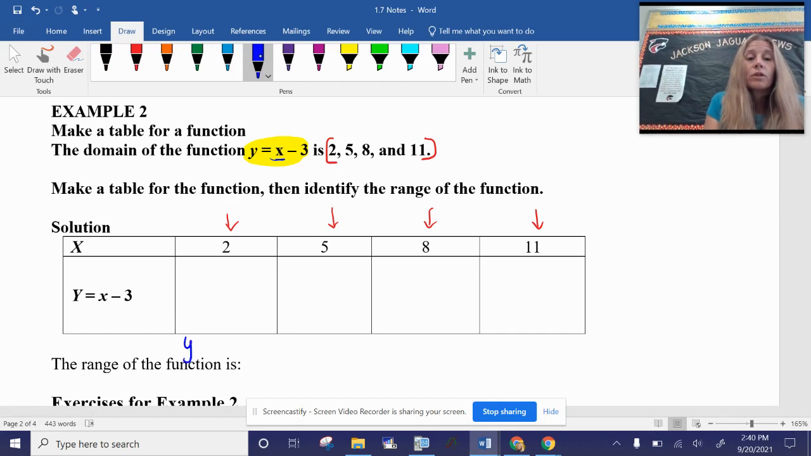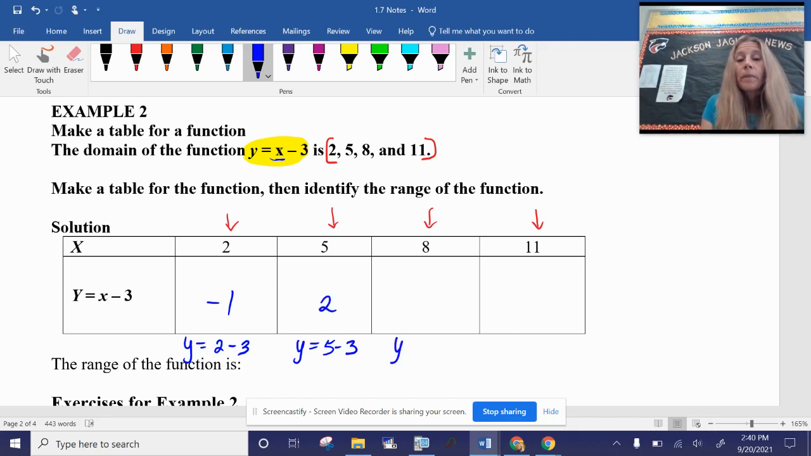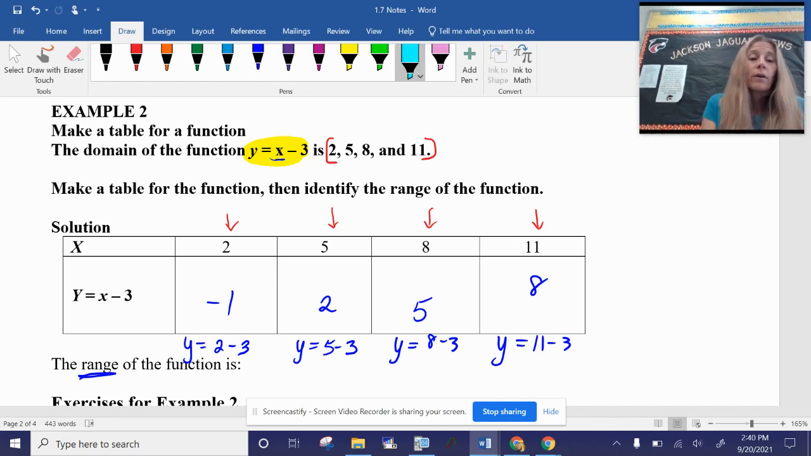If I substitute in a 2, 2 minus 3 is negative 1. For the next one, I'm going to substitute in a 5. 5 minus 3 is 2. Then I'm substituting in an 8. That gives me 5. And then the last one, I'm substituting in 11, and that gives me 8. So then you can see that my range of this function would be negative 1, 2, 5, and 8.